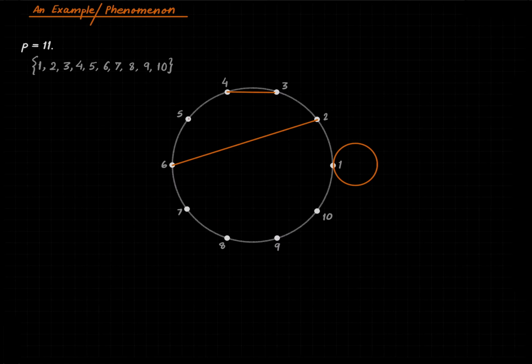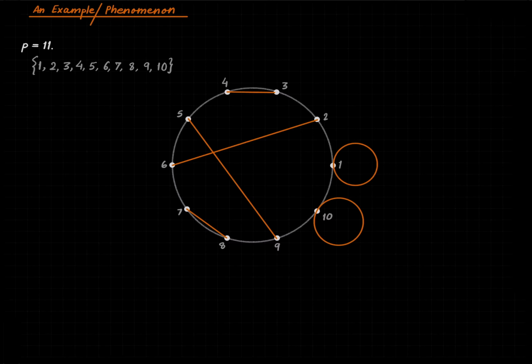5 has 9 as its inverse, because 45 leaves a remainder of 1 modulo 11. What about 7? 7 has 8 as its inverse. And finally, what about 10? 10 is its own inverse. So the circular loop was just trying to show that something is its own inverse. We have connected an inverse with itself.